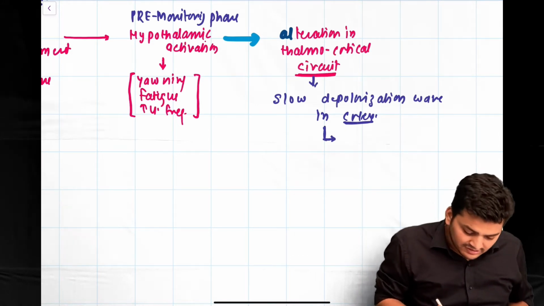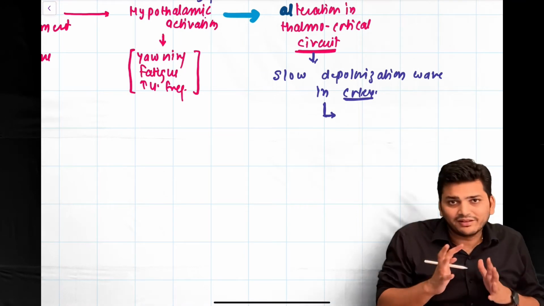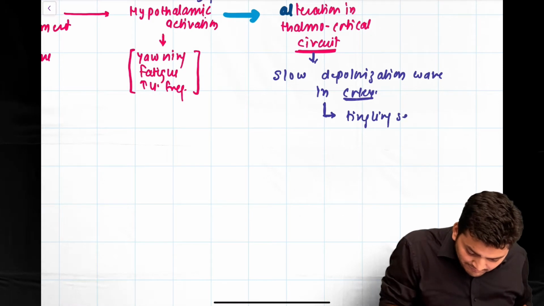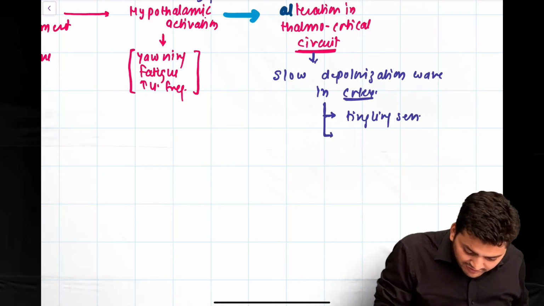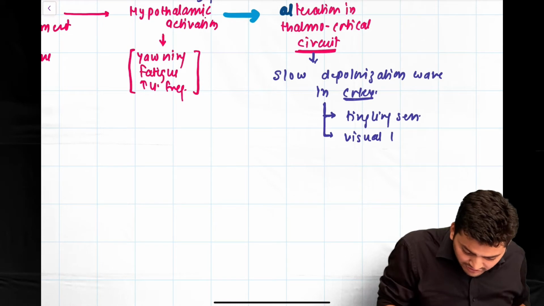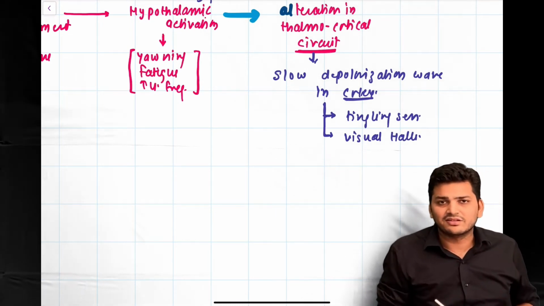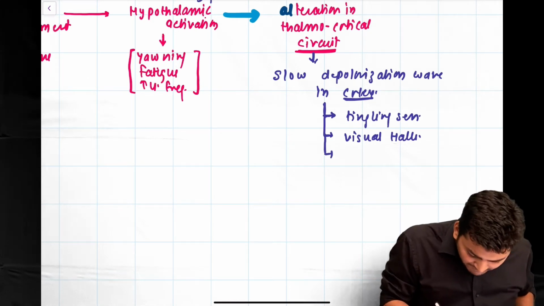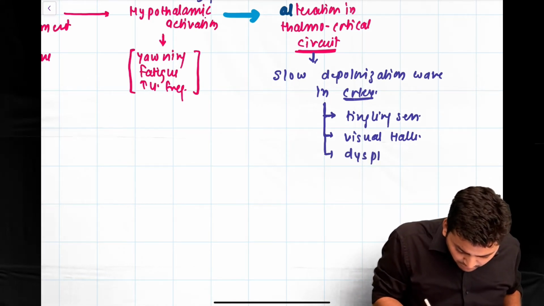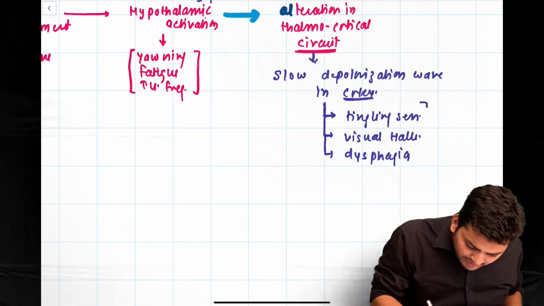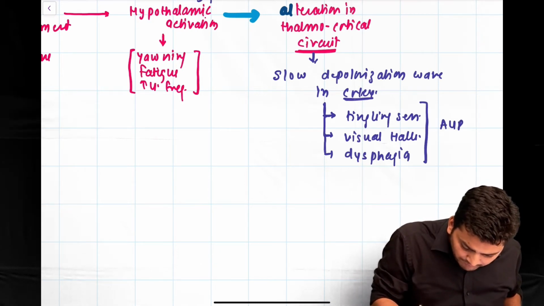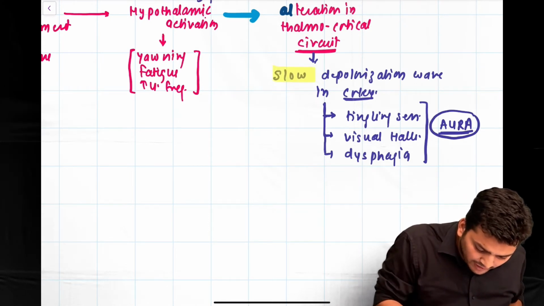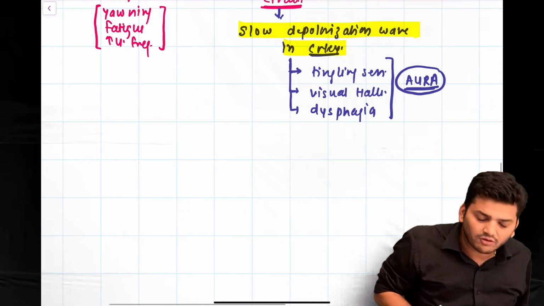Depending on where this slow depolarization starts, it manifests differently. If it starts in the somatosensory area, the patient may have a tingling sensation. If it starts in the occipital region, the patient may have visual hallucinations such as zigzag lines, and scotomas can be there. If it starts in other places, it can lead to dysphagia. All these symptoms are called aura. They ask what the mechanism behind aura is: it is the slow depolarization wave occurring in the cortex.